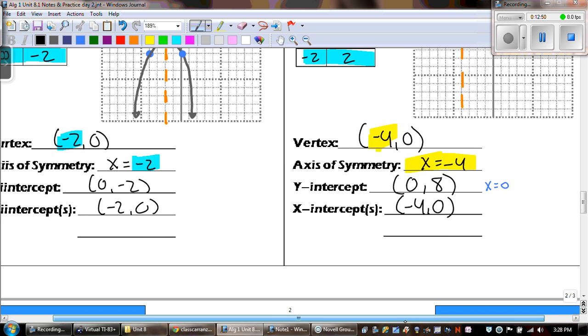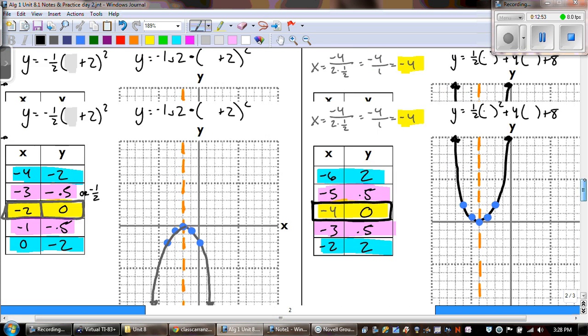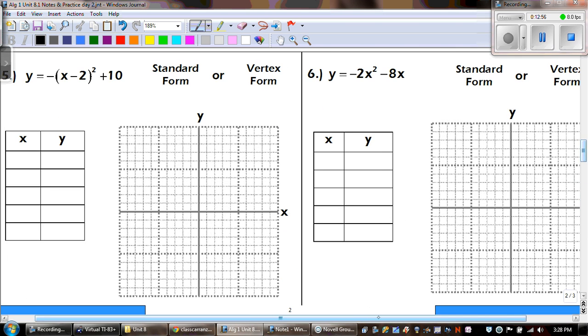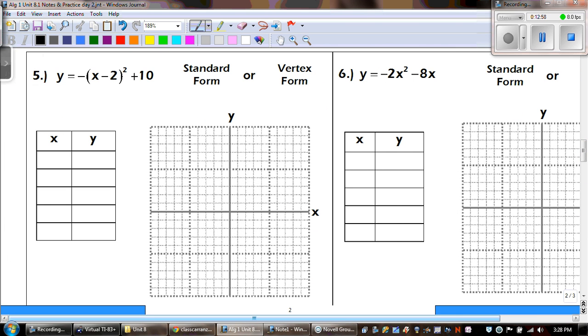Now, I know this is kind of a lot to handle right now, but let's go ahead and try and do number 5. Okay. Go ahead and see if you can just do the first couple parts where we write down is it standard or vertex, and then tell me what the vertex is. Okay, so it has the parentheses, which means it's in vertex form. And I know that my graph is going to go down.